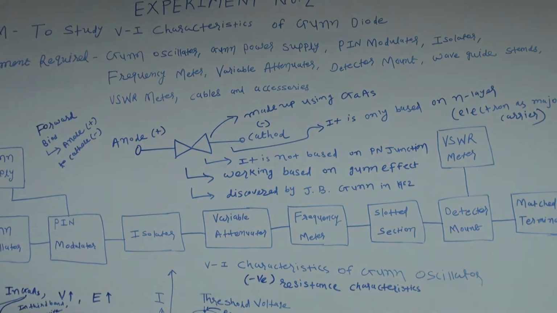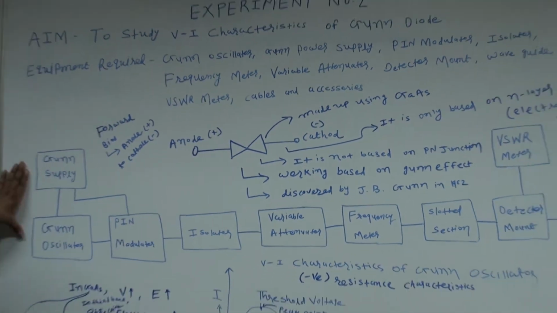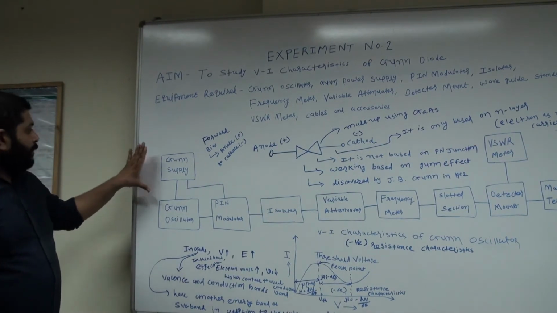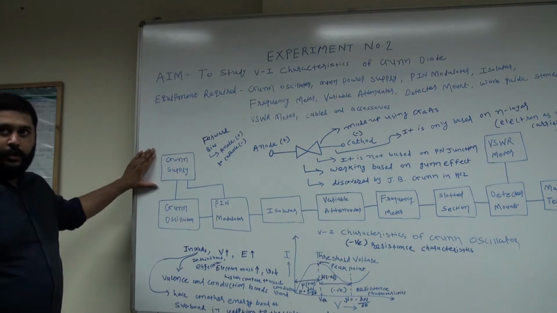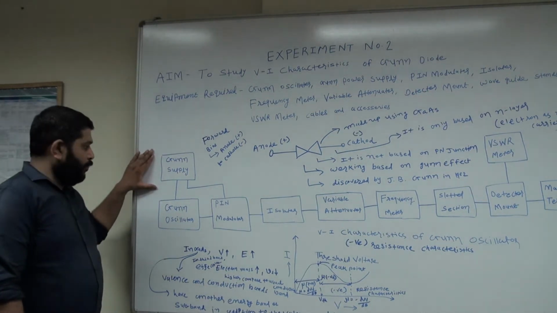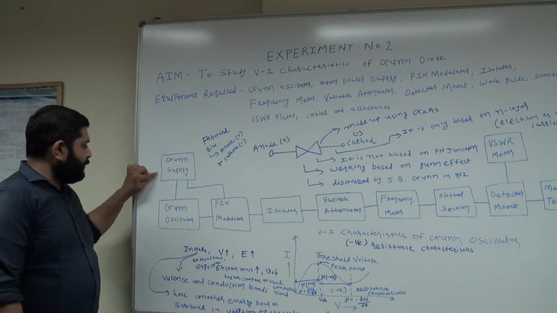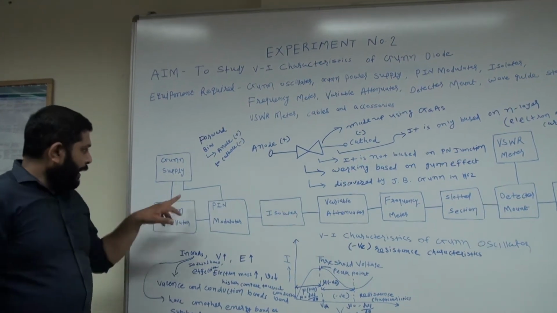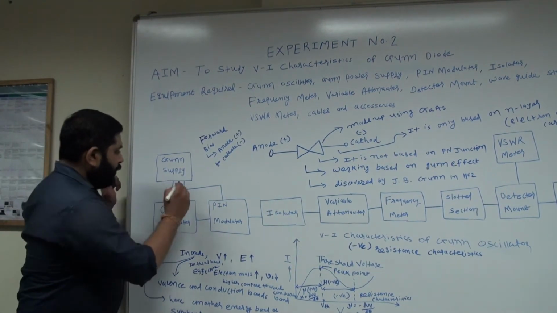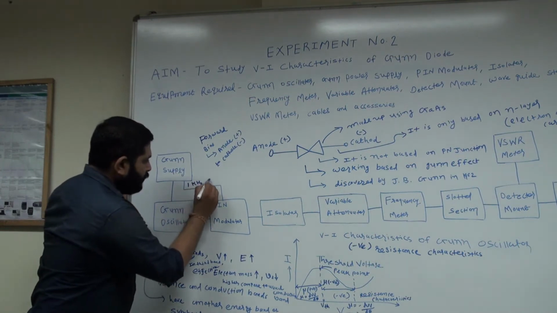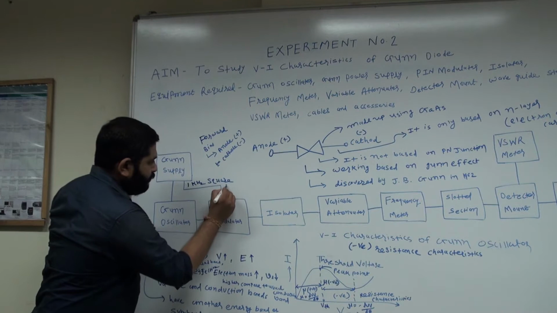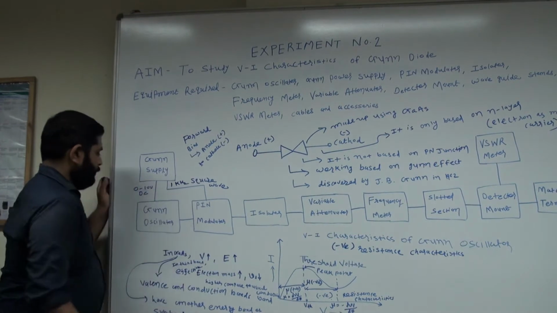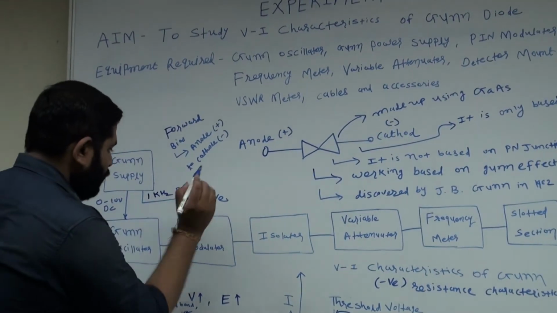And this is the block diagram of the RF and microwave test bench for this experiment. The Gunn power supply is our input source and its range is 0 to 10 volt DC. The output of the Gunn power supply is applied to the Gunn oscillator, which contains the Gunn diode. A 1 kilohertz square wave and 0 to 10 volt DC are the inputs to the Gunn oscillator and the PIN modulator.